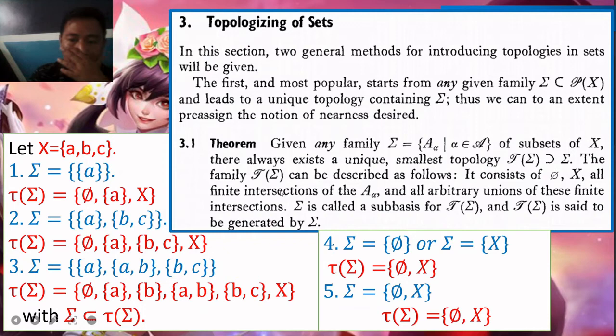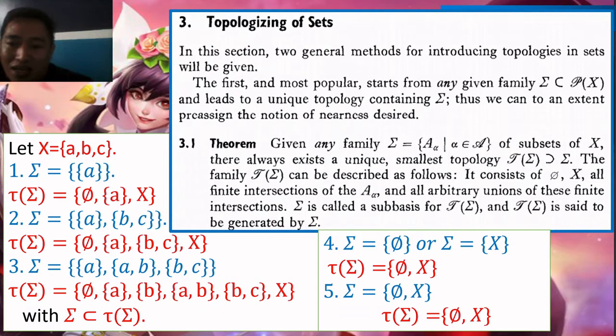So next, arbitrary unions of these finite intersections. If you take the union, it is still the same set. So those are the elements. So this is our tau sigma: the set containing the empty set, the set containing A, and X. So it is the smallest one that contains the singleton A. Right? Tau sigma is the smallest.